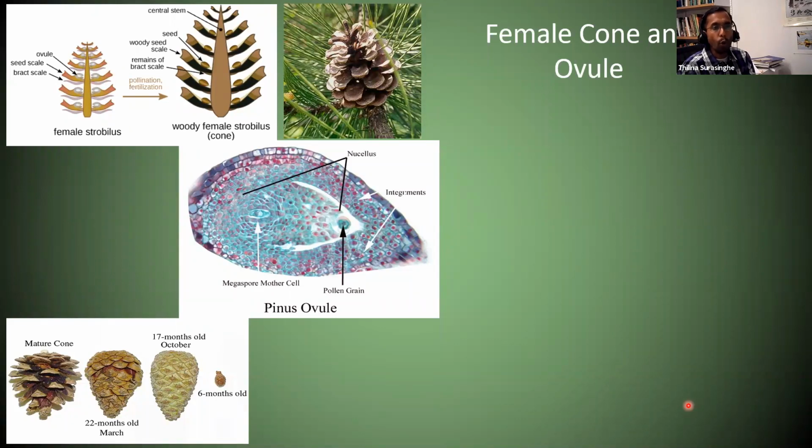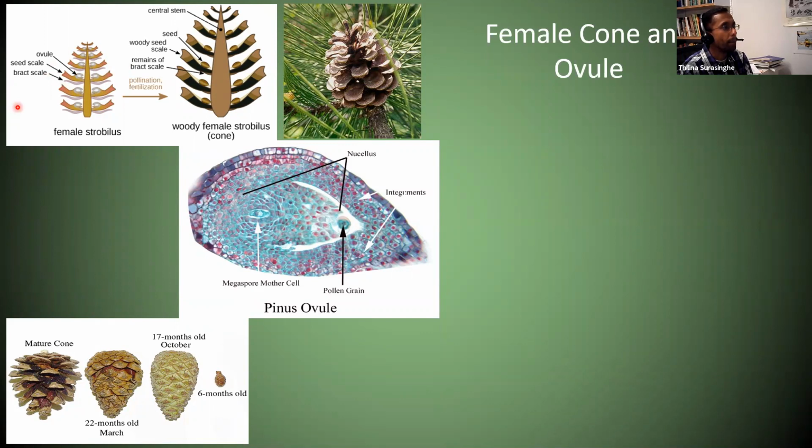So the female cone, right? A single sporophyte will contain many female cones. A single female cone will contain many ovules, right? This is how a female cone looks. In a diagram, before fertilization, it looks like this, right? It has this central axis, and then there are these brackets, right?